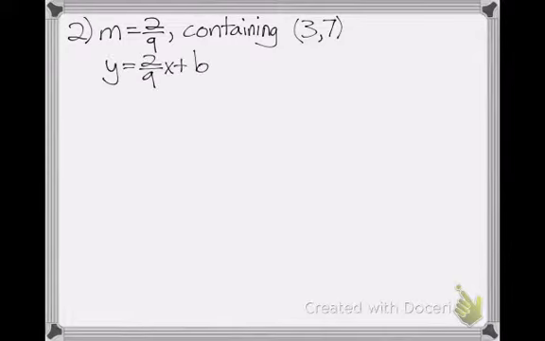Once again, we're going to start off with the equation y equals mx plus b. We substitute in 2/9 for m in this case. Once again, we don't know what b is. So at this point, we're going to take the point (3, 7) and plug in 3 for x and 7 for y. So we go back to this equation, 7 goes in for y. This equals 2/9 times 3, where we've plugged 3 in for x, and we're adding b to that.